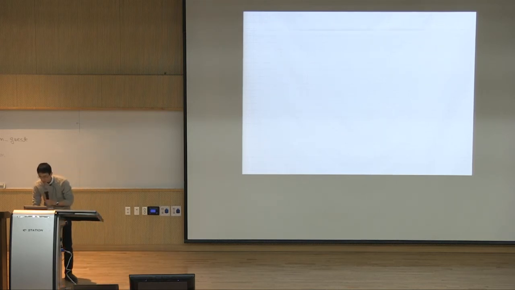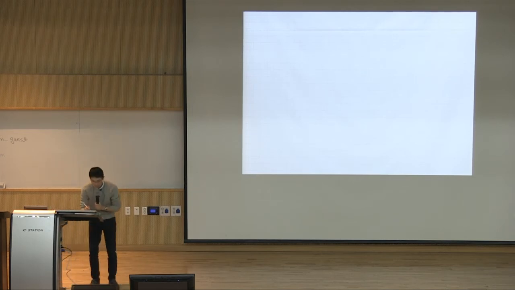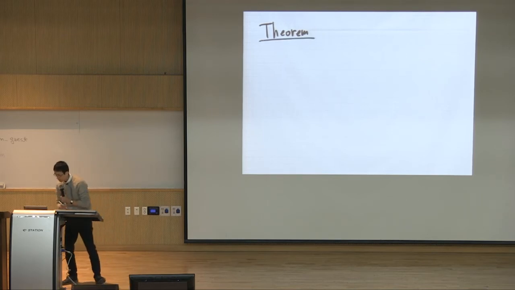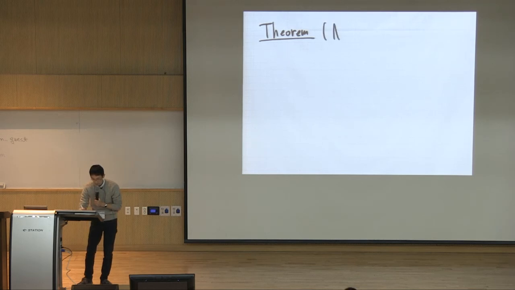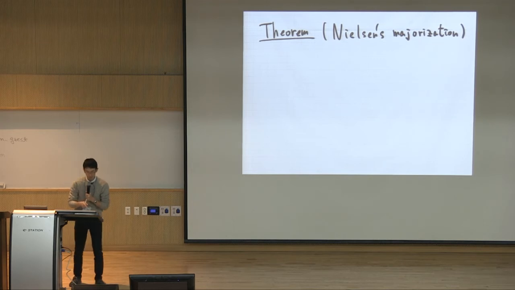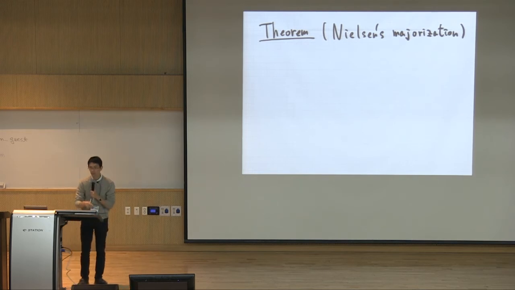Okay, so this is the operation we will use, and now I'd like to give you a very beautiful result answering our question. This is called Nielsen's majorization theorem. This Nielsen is not the well-known Nielsen to us, but Michael Nielsen in quantum information theory. He has a textbook, Nielsen and Chuang. So this is Michael Nielsen.